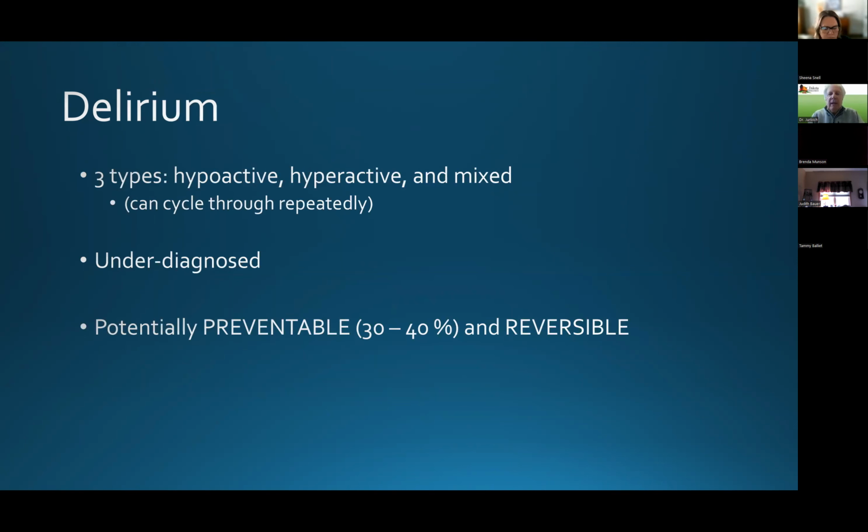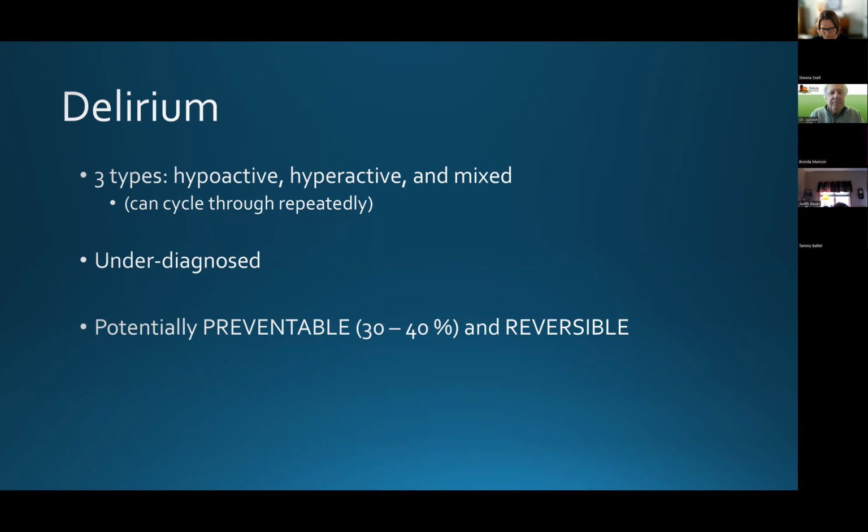So actually, to refer to our pretest question, there's three types of delirium. It's hypoactive, hyperactive, and then mixed. And if you have a mixed situation, you can cycle through different phases of hypoactive or hyperactive, and one phase may be longer than the other. There's no predictability of that, so it's not like you're hypoactive for X number of hours, and then you become hyperactive for another equivalent number of hours.